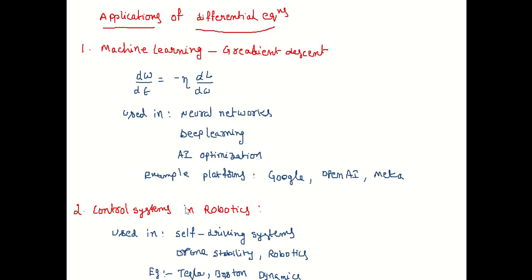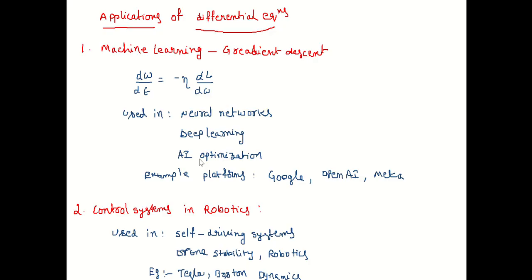First one is machine learning gradient descent. This is one of the most important applications using differential equations. Suppose you want to minimize a loss function, we use the condition dw by dt equals minus nu into dL by dw. So w is the weight and t is the time. Whenever we want to minimize or decrease the loss function, we use this condition. Here it is used in neural networks, deep learning and AI optimization. Coming to real platforms: Google, OpenAI and Meta.